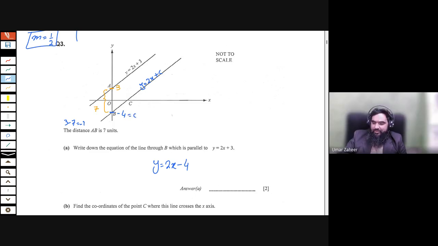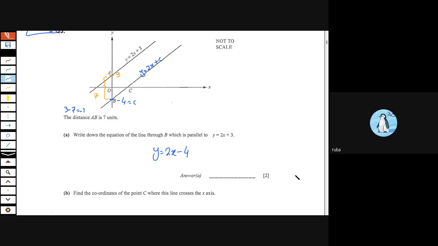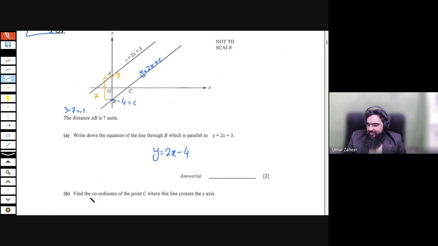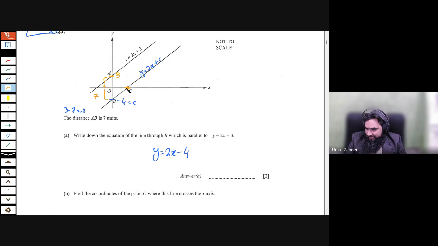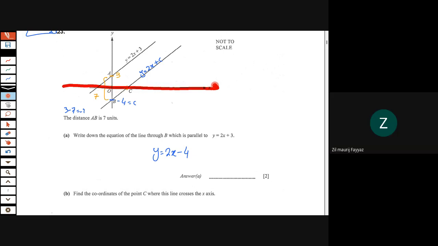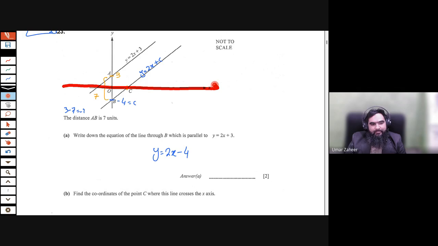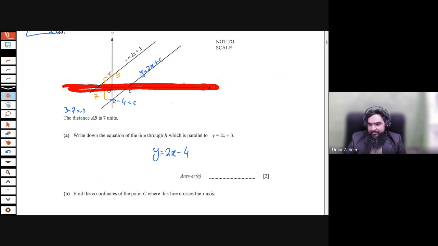Anyone having a doubt about the A part? No, sir. Now he says to find the coordinate of the point C where the line crosses the x-axis. So we need to find the point where it crosses the x-axis. Can anyone tell me what is the value of y on the x-axis? 0. Okay, yes, any other one? What is the value of y on the x-axis?